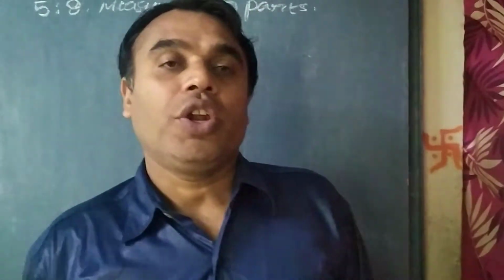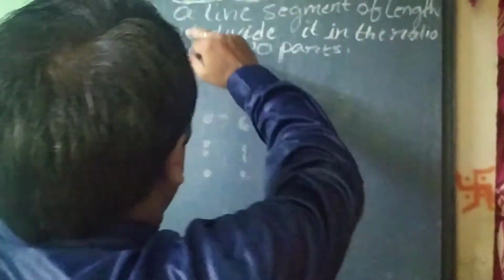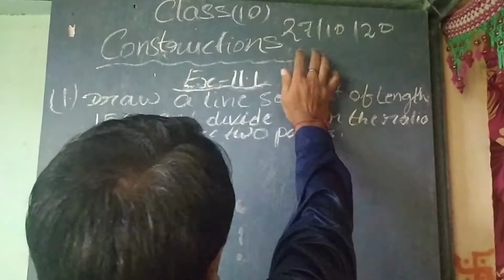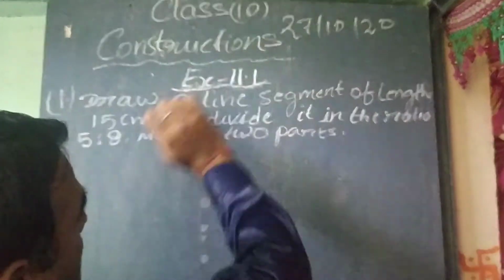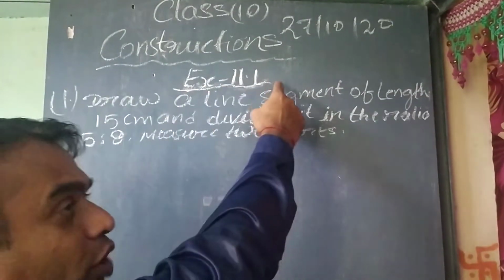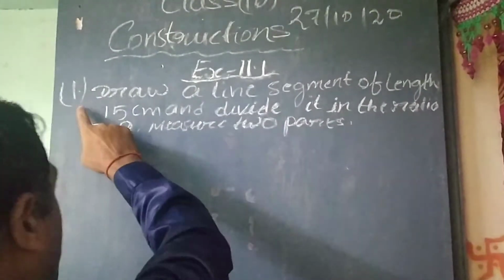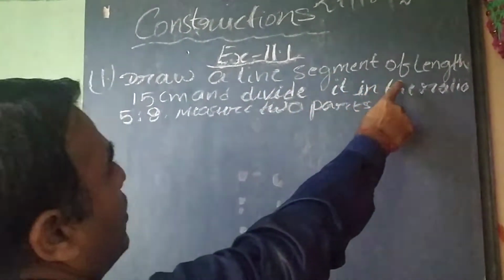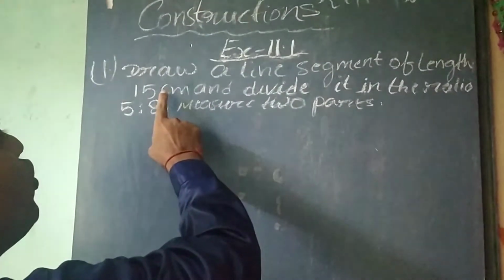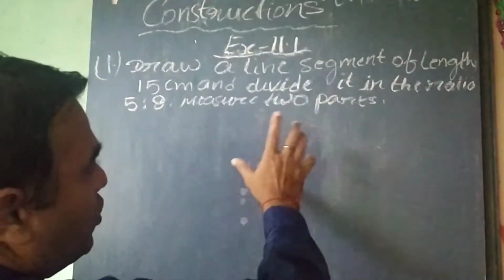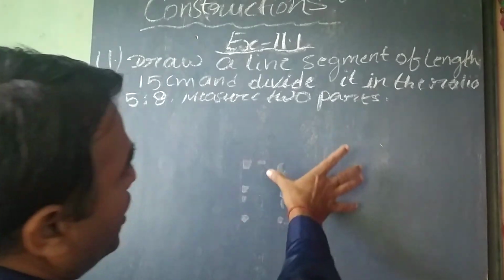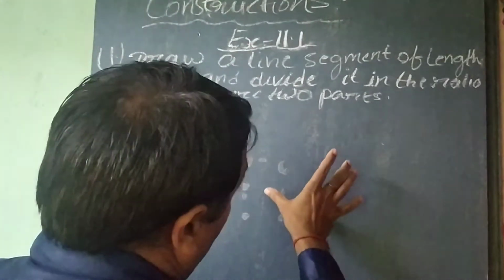Good morning, students. Today in class 10th, we are going to study a new chapter, that is Constructions, and we have to solve the problems of exercise 11.1. Here question number 1 is given: draw a line segment of length 7.6 centimeters. It is not possible to draw such a small figure on the board.